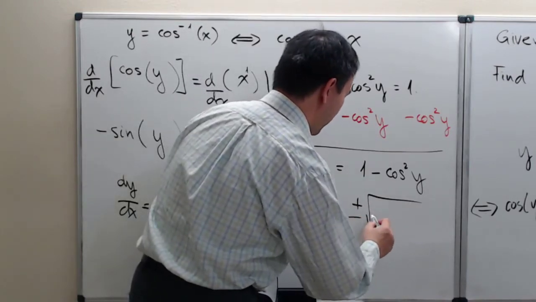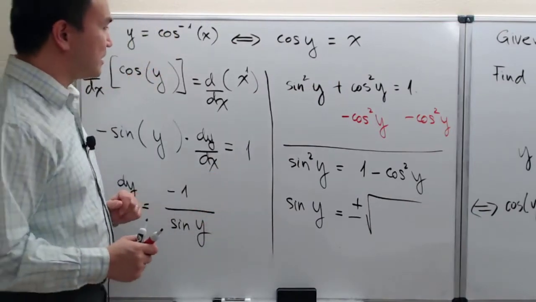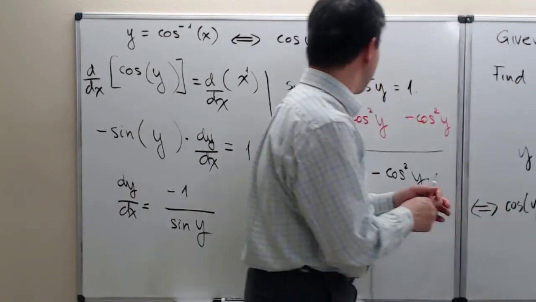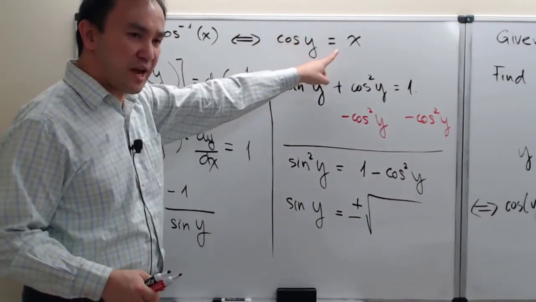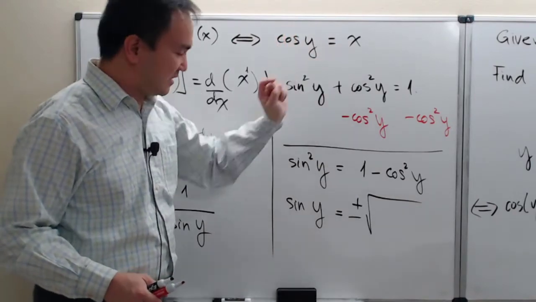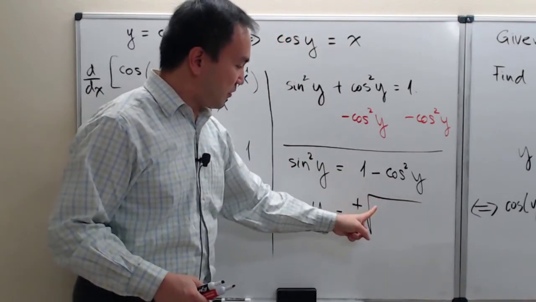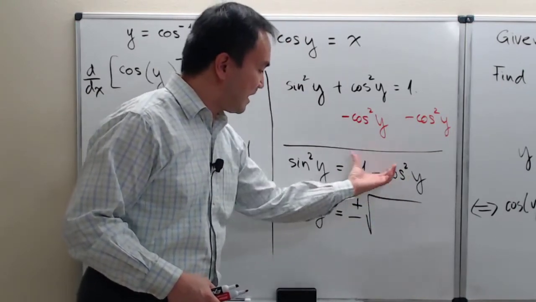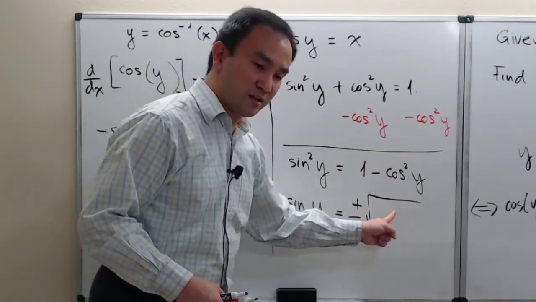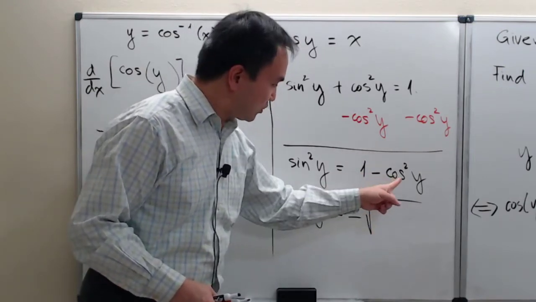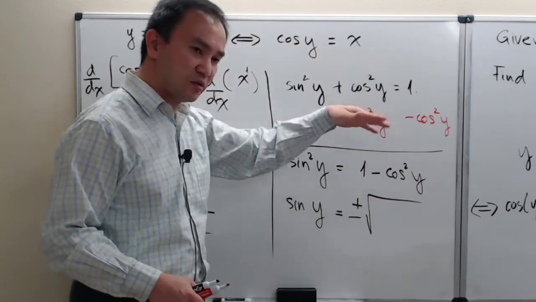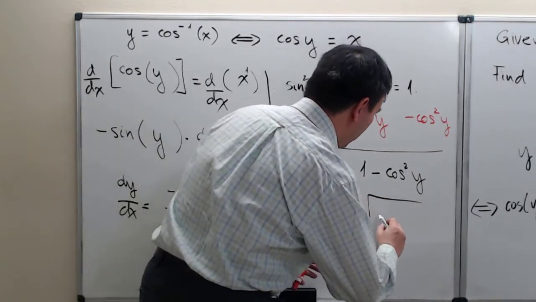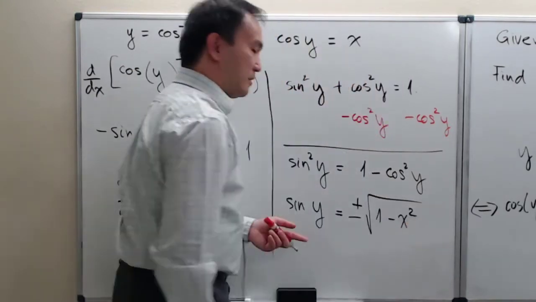Now, cosine of y equals x. That means right here, instead of writing 1 minus cosine squared of y in this square root, I can jump directly into writing that as 1 minus x squared, because cosine of y equals x, so cosine squared of y equals x squared. And so now inside of the square root, I'm looking at 1 minus x squared.